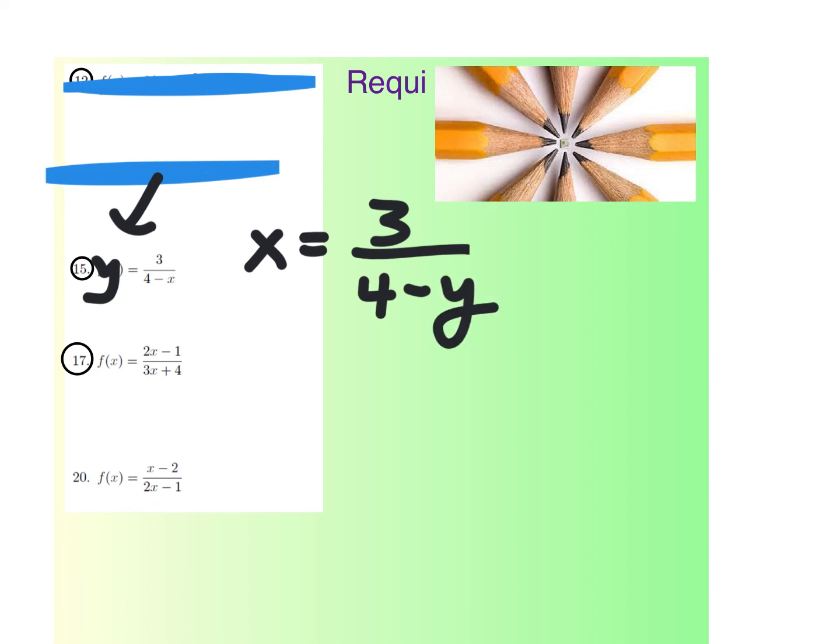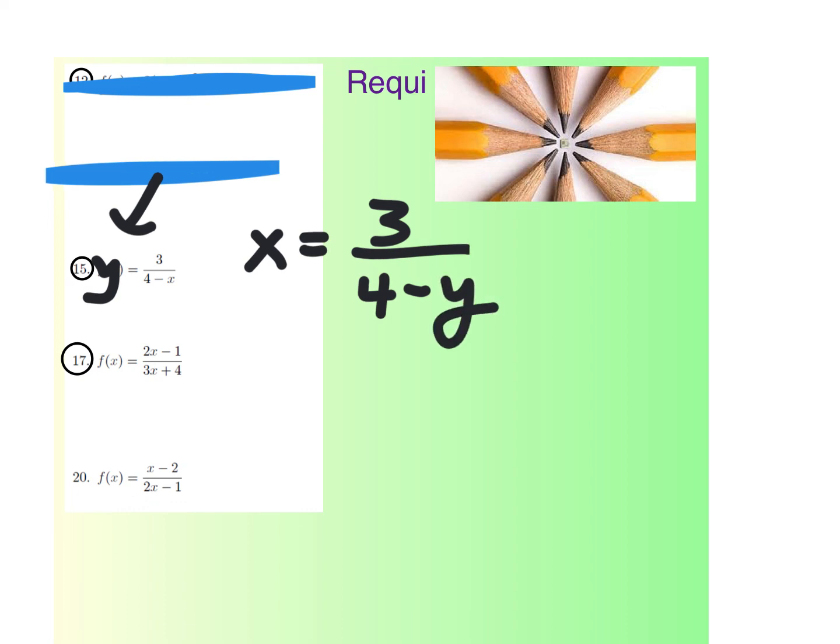All right, let's even do one together. Before we wrap it up, let's do one together. This one right here. Let's do number 15. It's part of your homework. It counts. You can grade it, but I'm just going to help. So if this is really y, then I'm going to flip-flop. I'm going to say x equals 3 over 4 minus y.